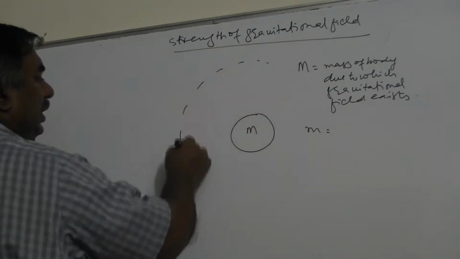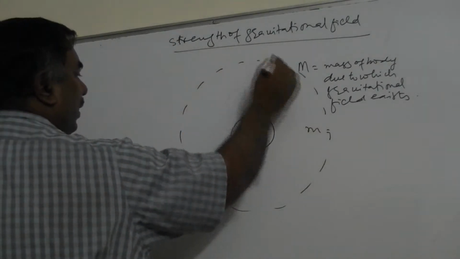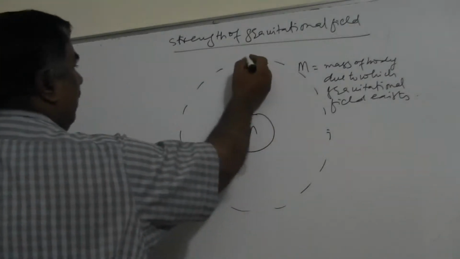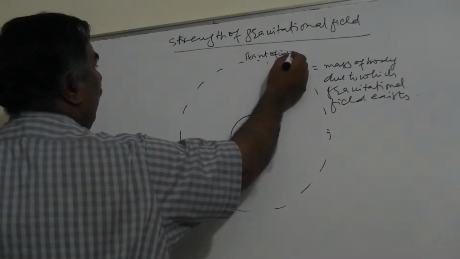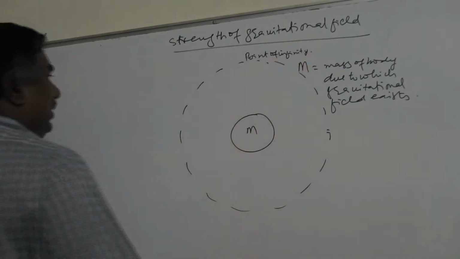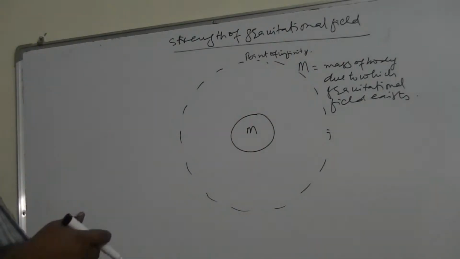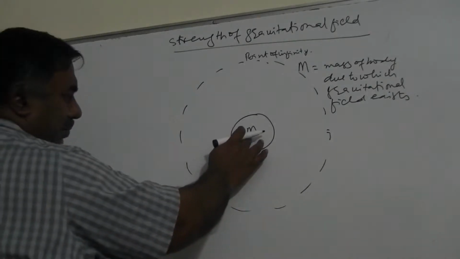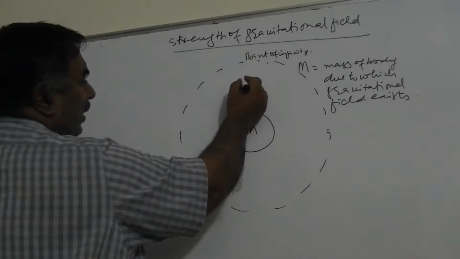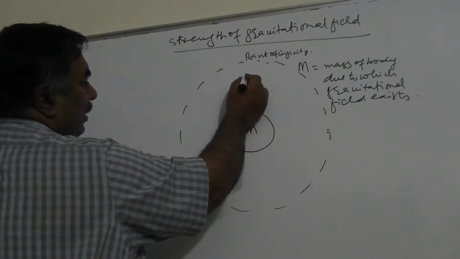So suppose this is the gravitational field, and this is the point of infinity, where no gravitational field exists, or it's very far and we can't define it. Suppose this is Earth, and Earth's mass is M. Suppose I want to find the gravitational field strength at this point, g.